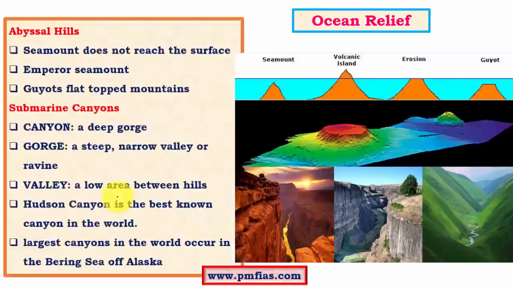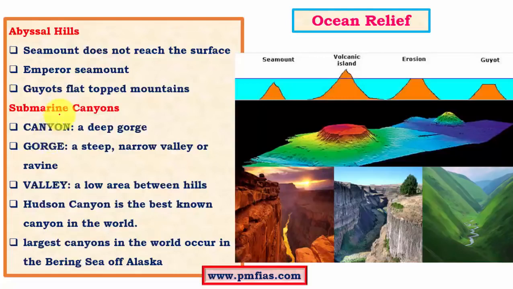So we have talked about abyssal plains, and seamounts which do not reach the surface. Here we can see various abyssal hills. For example, we have volcanic islands, which are also examples of abyssal hills, and then we have seamounts which don't reach the surface, and then we have guyots which have a flat top, and then we have submarine canyons.